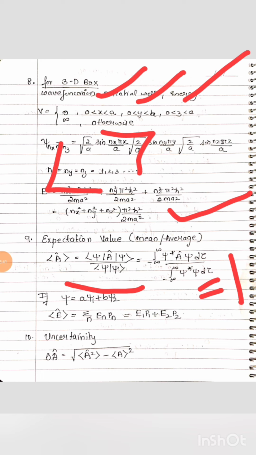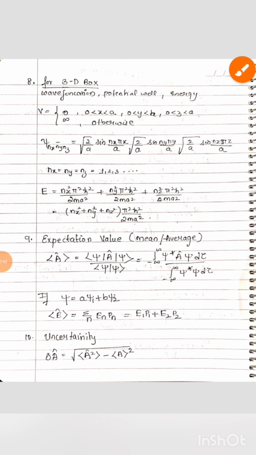Okay, now if the wave function is given in the form of a psi1 plus b psi2, then the expectation of the energy is the summation of En Pn, that is equal to E1 P1 plus E2 P2. We have to take the energy for the first level and the energy for the second level, multiplied by the probability of finding the particle in that state, the P1 state and the P2 state.